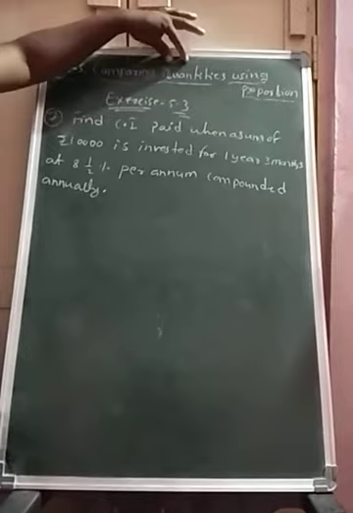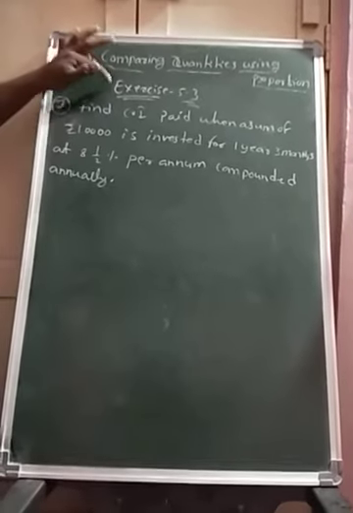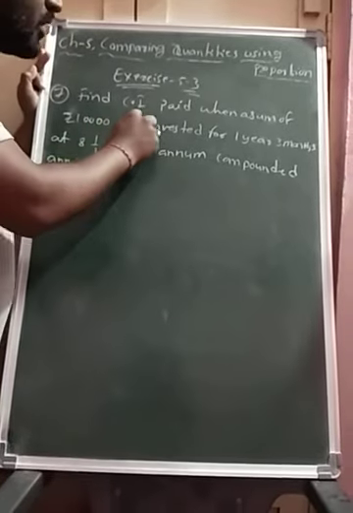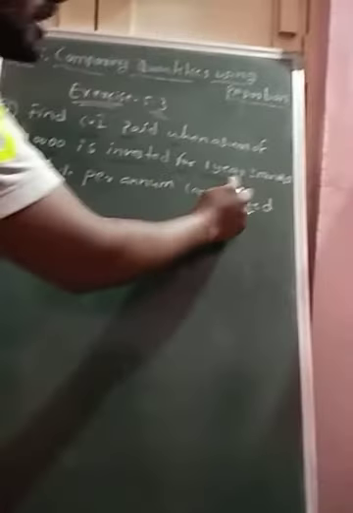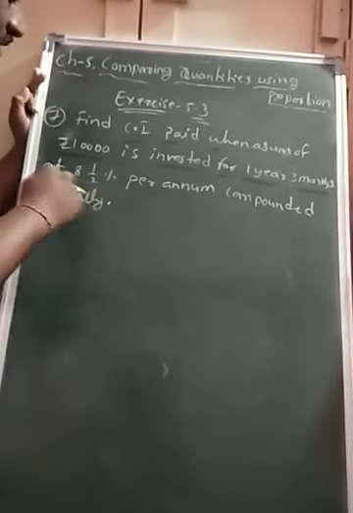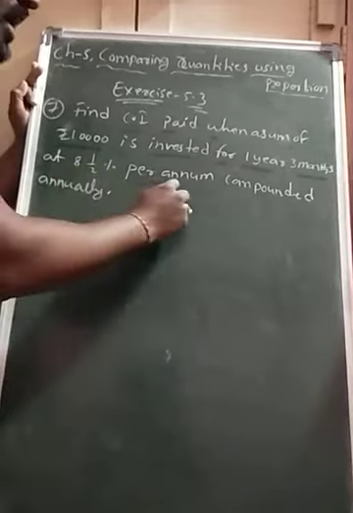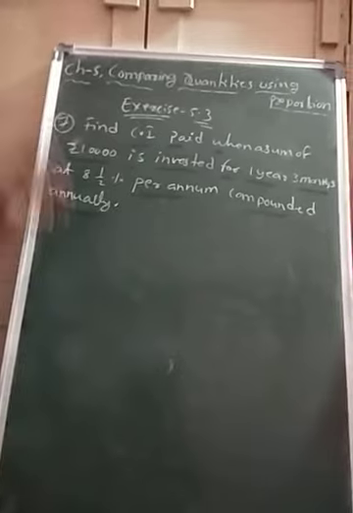Today we are going to discuss chapter 5, comparing quantities using proportion. In exercise 5.3, 7th question: find the compound interest, that is CI, paid when a sum of rupees 10,000 is invested for 1 year 3 months at 8 1/2 percentage, 8.5% per annum, compounded annually. Okay, now see the solution.